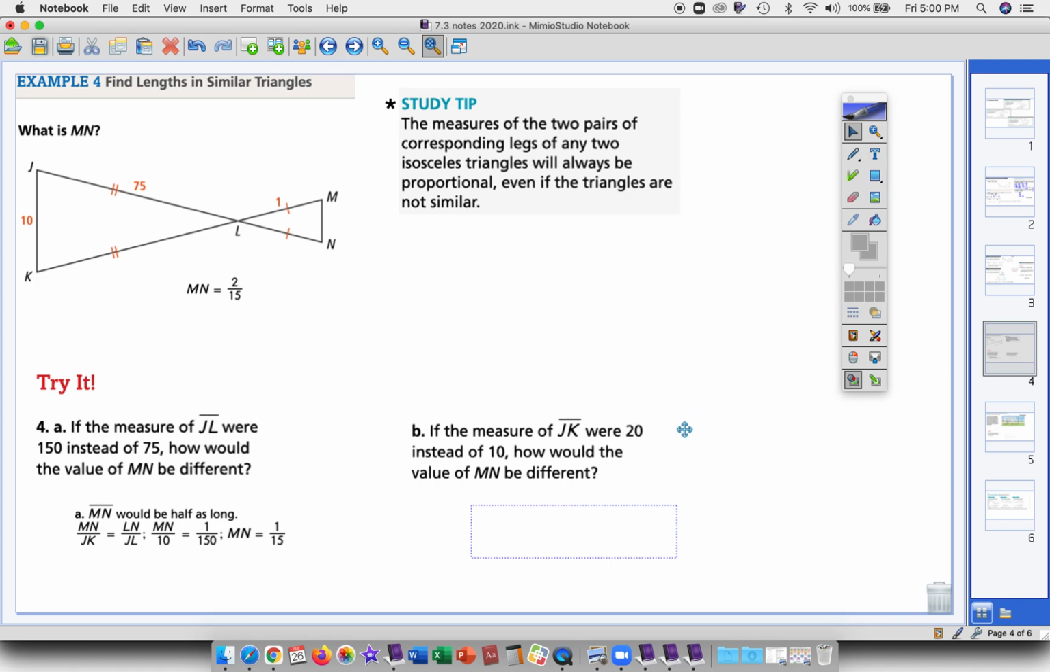So if the measure of JK were 20, okay, so we're making it twice as long, how will that change MN? It's going to make it twice as long. So MN ends up being 4/15. Because again, we want to keep the proportion in balance and keep the ratios in balance.